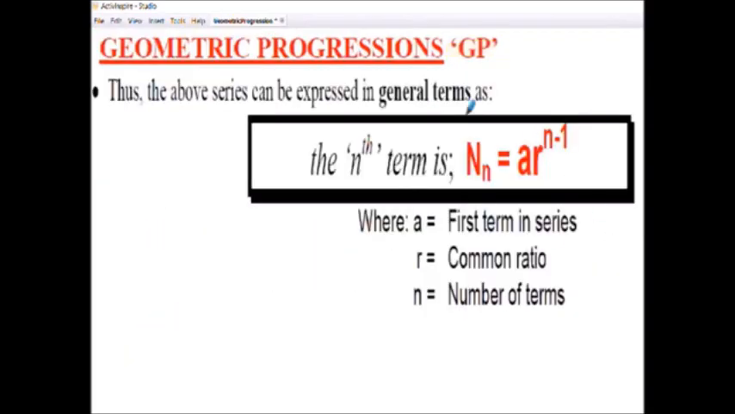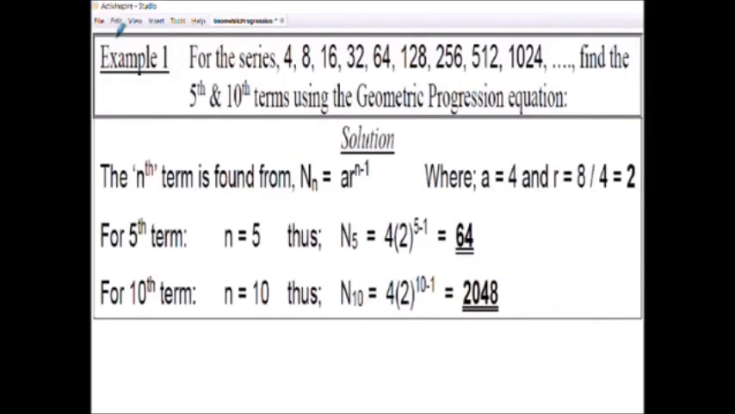Each of the GP progressions on the previous slide can be represented by the equation Nn is equal to a times r to the power of n minus 1, where Nn is the value of the nth term in a series, a is the first term in the series, r is the common ratio for the series, and n is the number of terms we are considering, or the number of terms in the series.